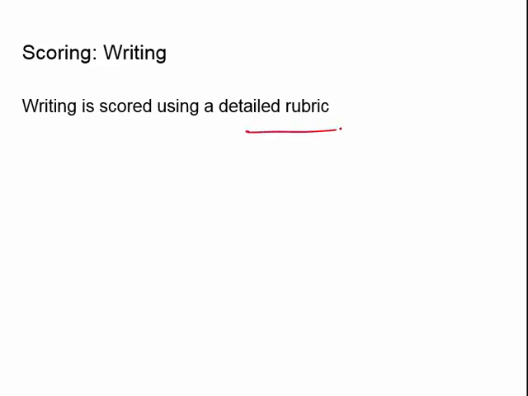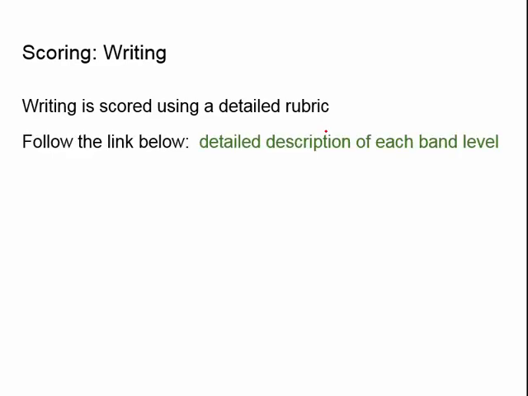Writing is a little different and a little more complex. Writing is scored using what's called a rubric. A rubric is just a set of categories used to analyze your writing, and each category has things that they're looking for. Did you do this well or did you not do this well? If you didn't, they're going to move your score in that category down. And if you did do it well, they're going to move your score in that category up.